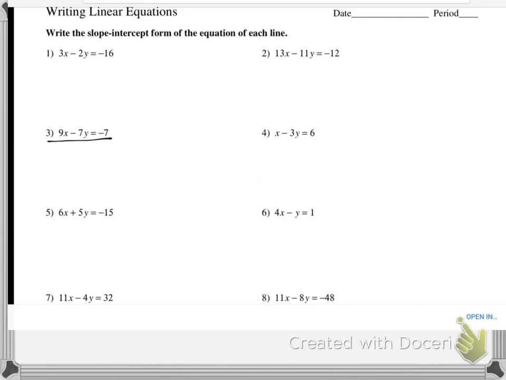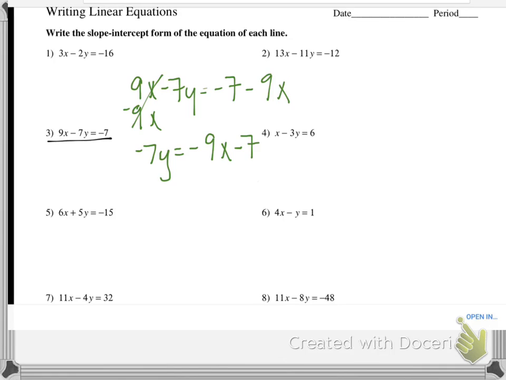If you paused and you're back, let's see if you got it right. You have 9x minus 7y equal to a negative 7. And you're solving for y, so you're going to minus the 9x. And then we're going to have a negative 7y equal to a negative 9x minus 7. And we're going to divide everybody by a negative 7. I'm going to have my answer of y is equal to a positive 9/7 x plus 1. Negative 7 divided by negative 7 is a positive 1.